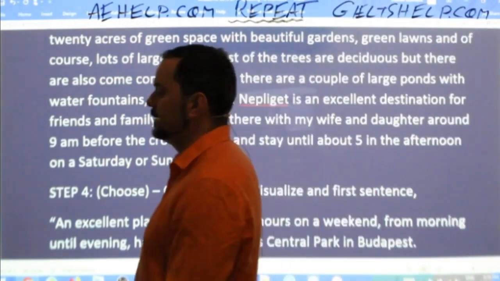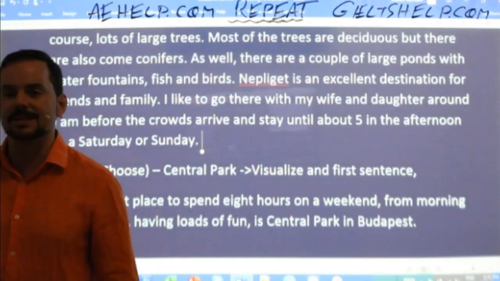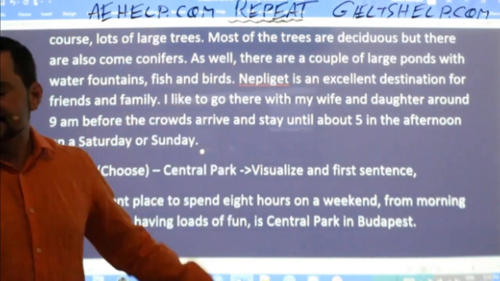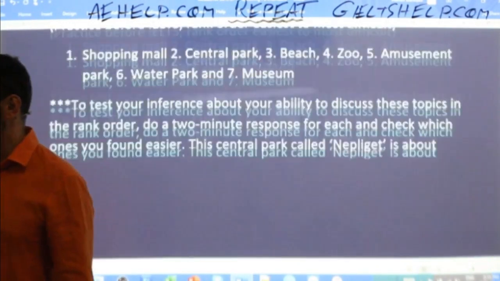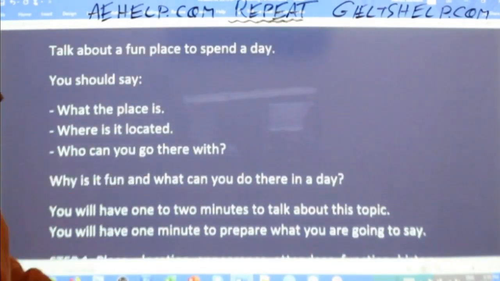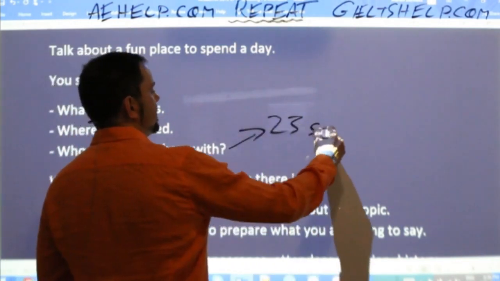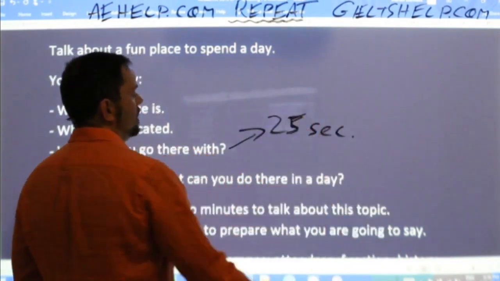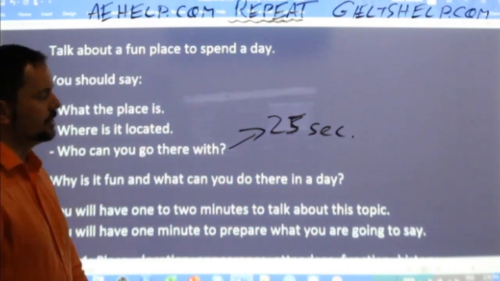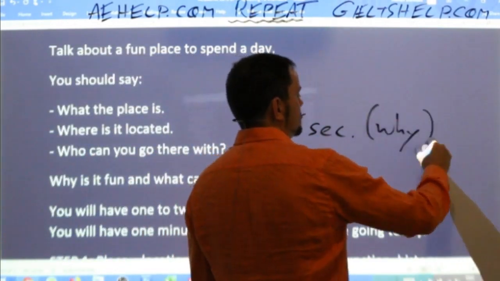All right, now we're still missing an element here. Most of you, I think all of you, are missing this element, just like I am. Remember what I said? For this question, and this is often true with these cue cards, this third question, you want to spend about 25 seconds on it. And you don't just want to say who you can go there with, but you also want to answer the why question, even if it's obvious.